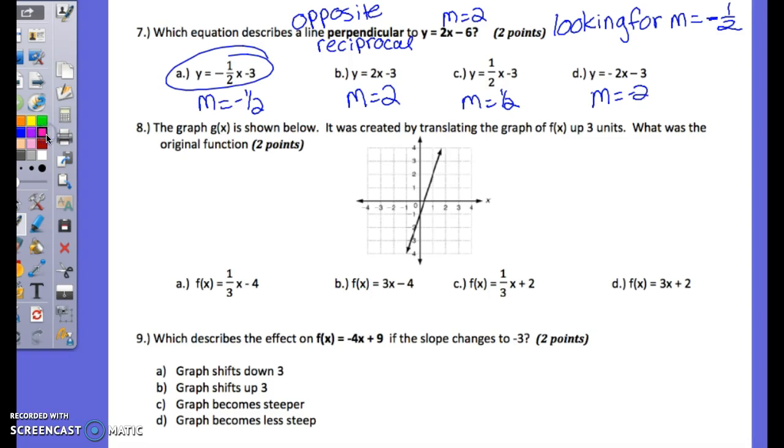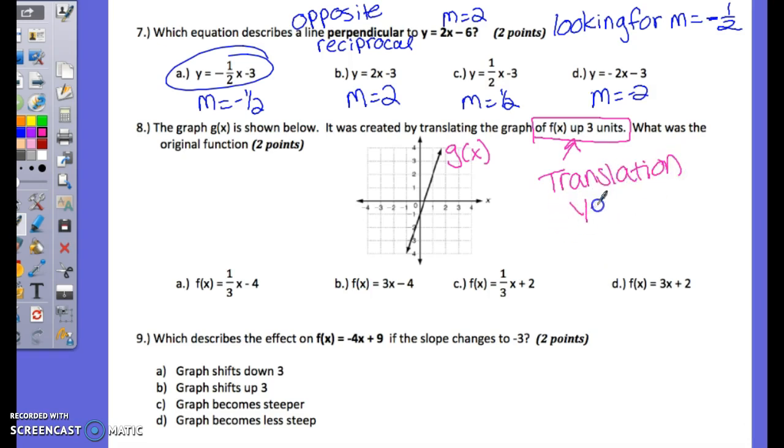Number 8 says, the graph of g of x is shown below. So g of x is right here. It was created by translating f of x up. So f of x, we had a line somewhere down here that moved up to form g of x. Remember, up would be a translation.